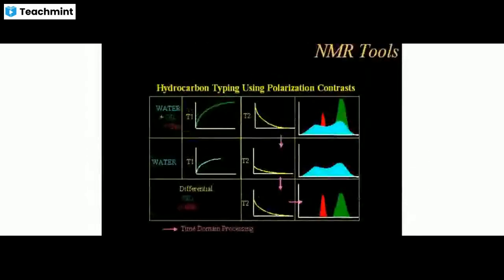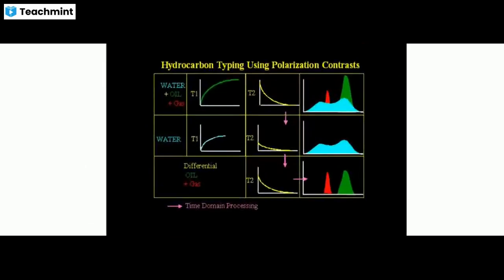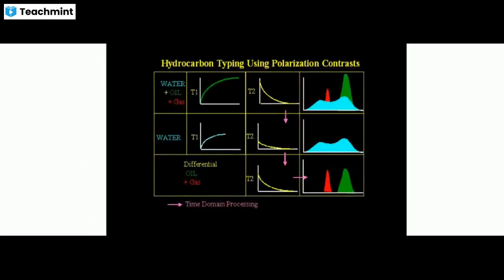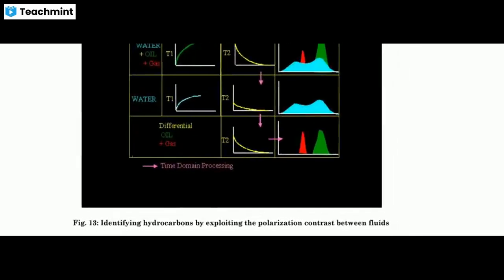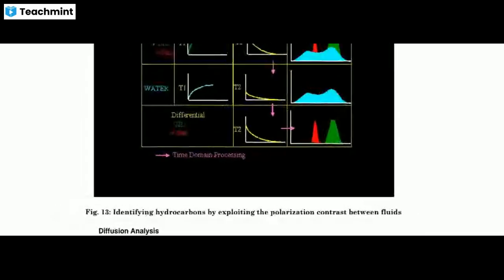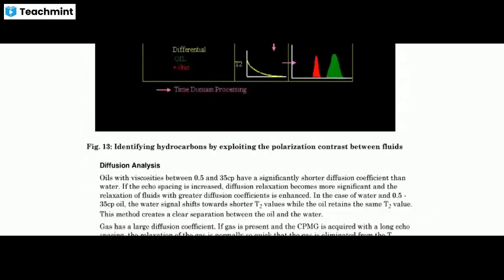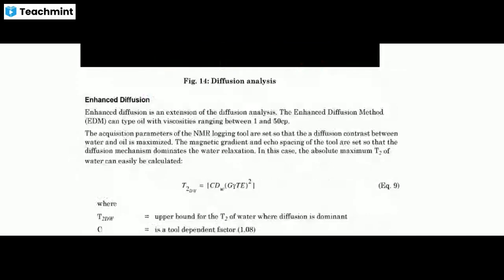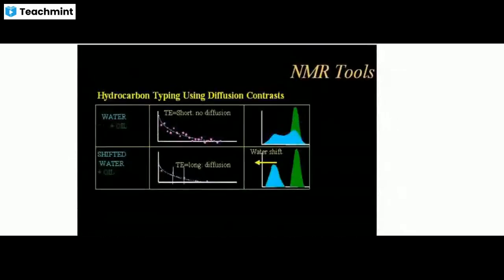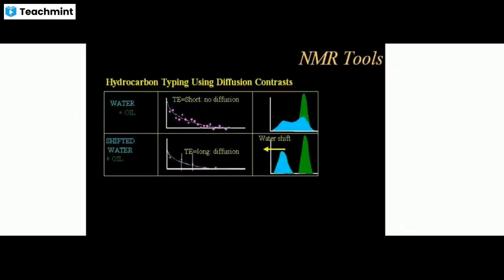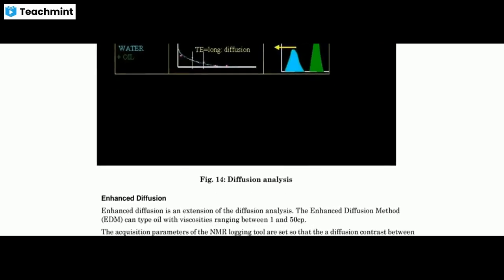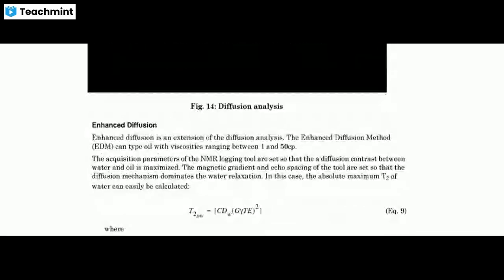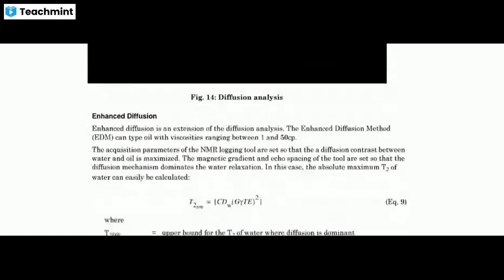Then these are your hydrocarbon NMR tools. Hydrocarbon typing using polarization contrast: you can see the time domain, identifying hydrocarbon by exploiting the polarization contrast between fluids, and diffusion analysis. So this is your diffusion analysis, the NMR tools. You can see the shifted water and water, the diffusion analysis. Equation.